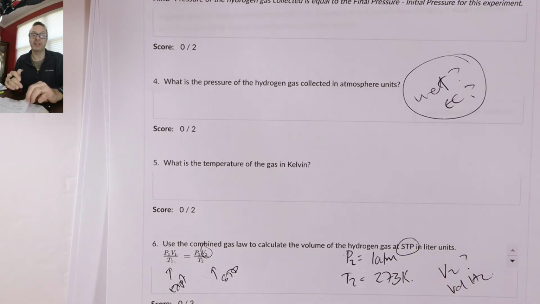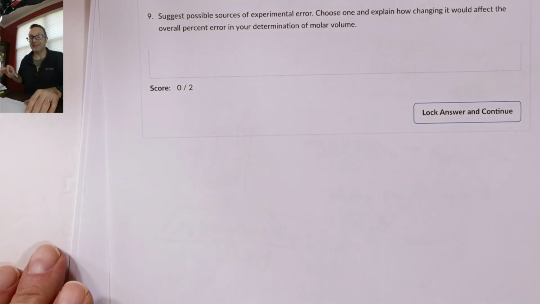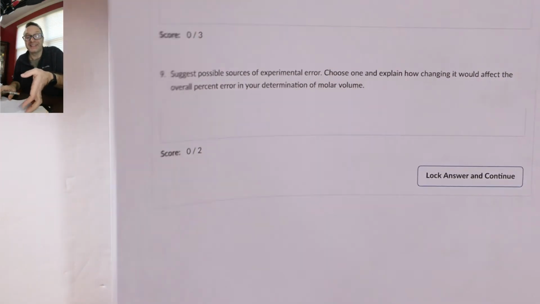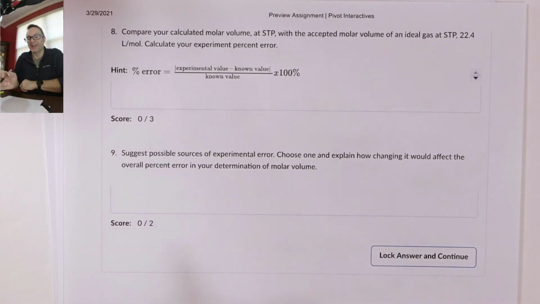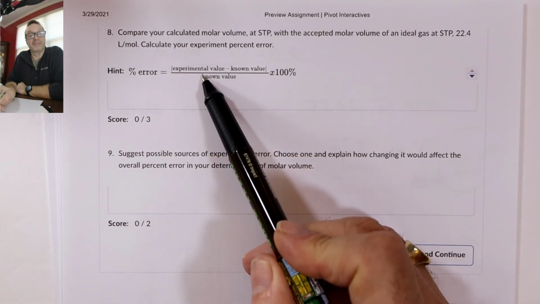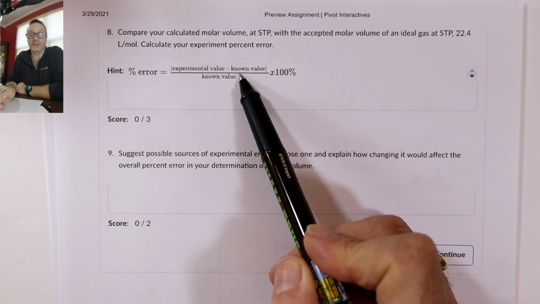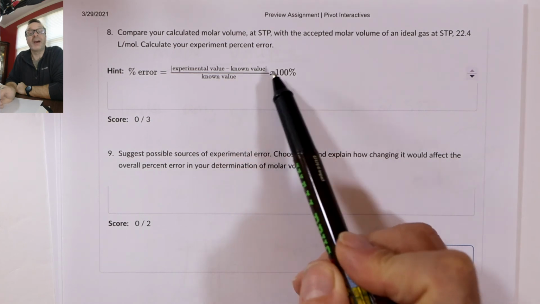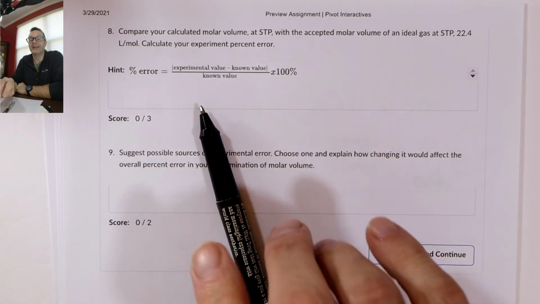Again, it's not going to be perfect, but it doesn't matter. I'm not grading accuracy. Then, hey, how close is it? That's kind of a question. So, experimental, whatever number you got, and the known value is 22.4.